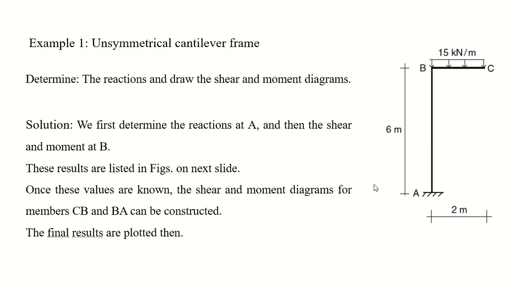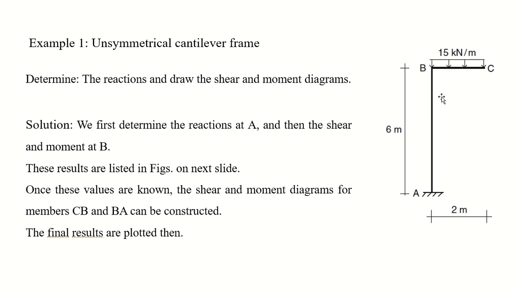Now the example number one, unsymmetrical cantilever frame. This is a cantilever frame. You can see that there is only one fixed support. What you have to determine is the reactions and draw the shear force and bending moment diagrams. So what is the solution? We first determine the reactions at A. Okay, this is A. We have three unknowns: vertical force, horizontal force, and bending moment.